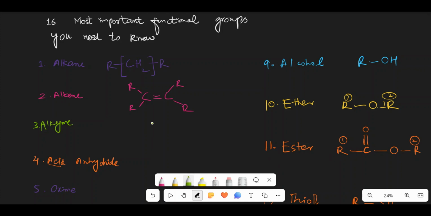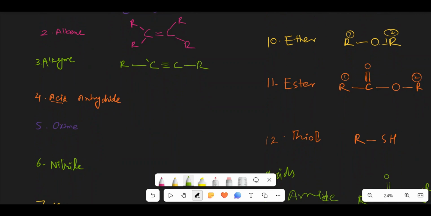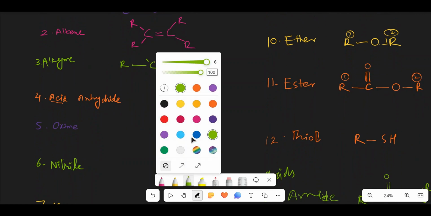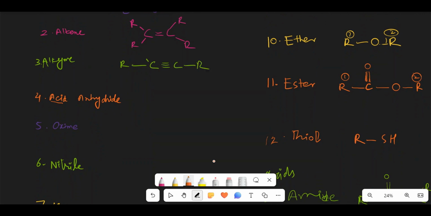Alkyne again has a very simple formula, functional group C triple bond C, and on both sides of these two carbon atoms there is an R group. Now we come to acid anhydride. This is a little bit complex one, and you need to be very much focused on this. Acid anhydride has one carbon attached with two oxygen atoms, one with a double bond, one with a single bond, and there is an R group.